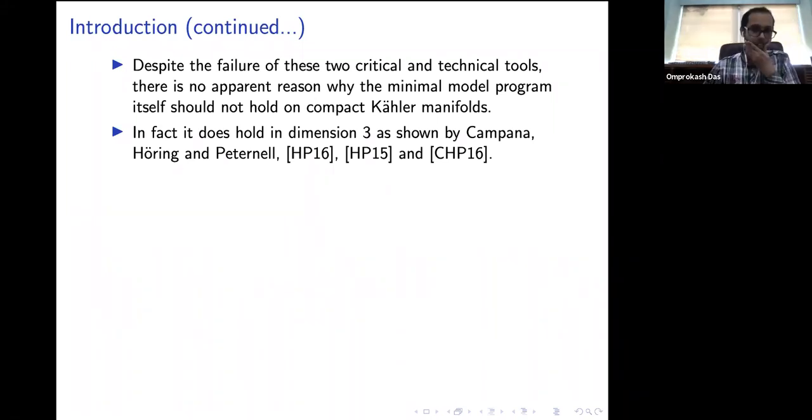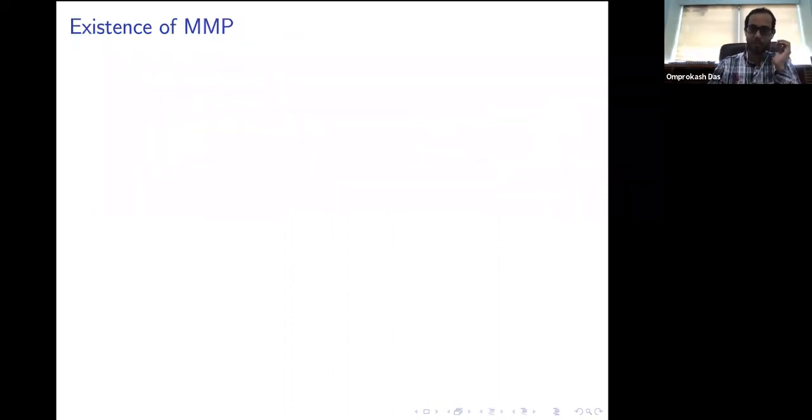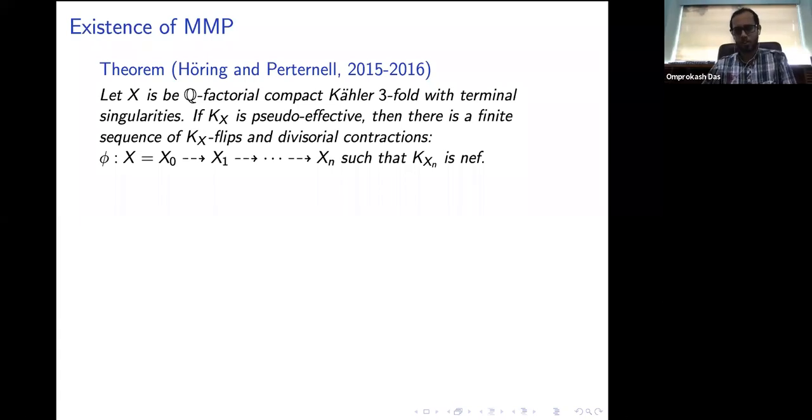Okay, so before I go to the nitty-gritty of how you actually do the cone theorem or contraction in Kahler manifolds, let me just state the main theorem that Campana, Peternell, and Höring obtained in dimension 3. The theorem looks almost identical to the projective case. Let's say X is a Q-factorial compact Kahler threefold with terminal singularities, and K_X is pseudoeffective. Then there is a finite sequence of K_X-flips and divisorial contractions, X = X_0 to X_n, such that K_{X_n} is nef.